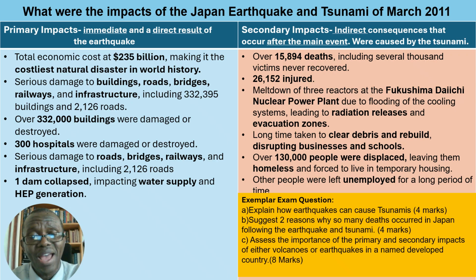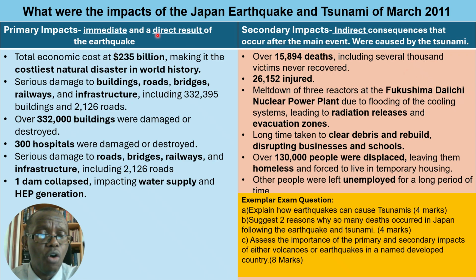So they occur after the earthquake, and a lot of these were caused by the tsunami, because the tsunami was an indirect impact of the earthquake. The shaking is what led to the tsunami, and then the tsunami created its own damage, so to speak. So if we start off on the primary impact side, we will talk through them, because these are impacts that we could use in a debate within an 8-mark question. So we will provide some reasoning and context behind each of the impacts.